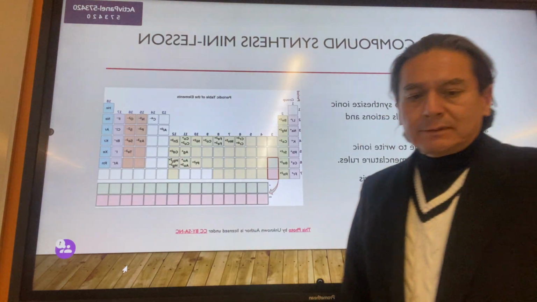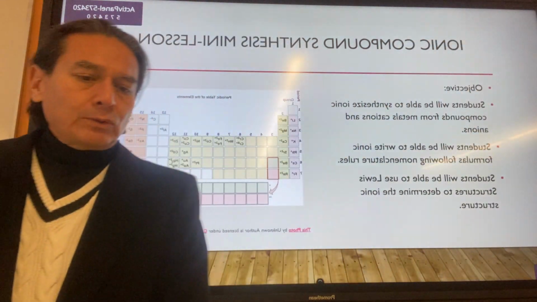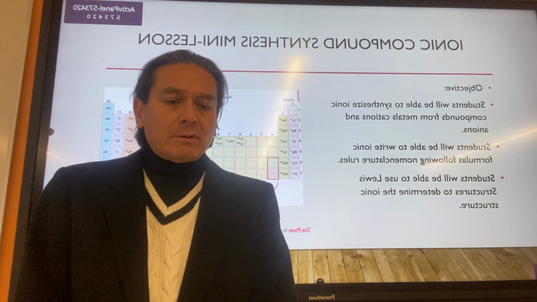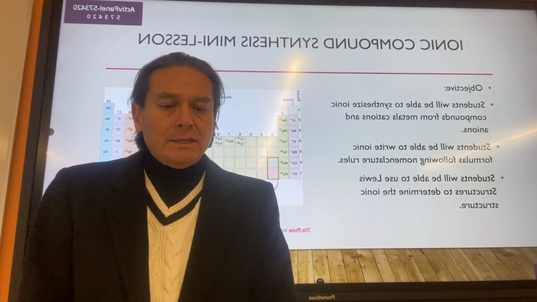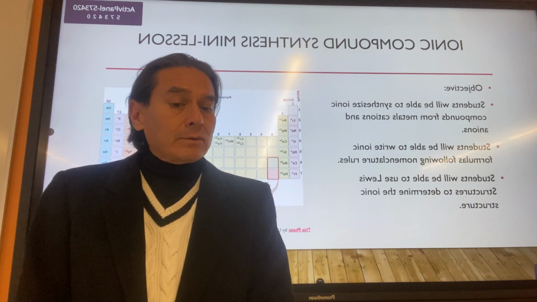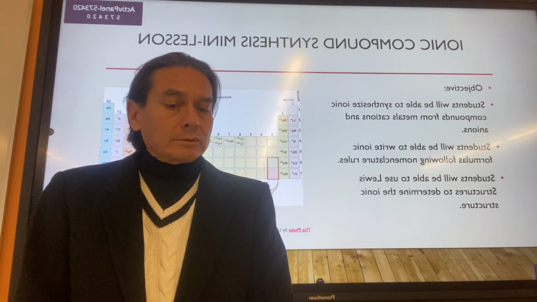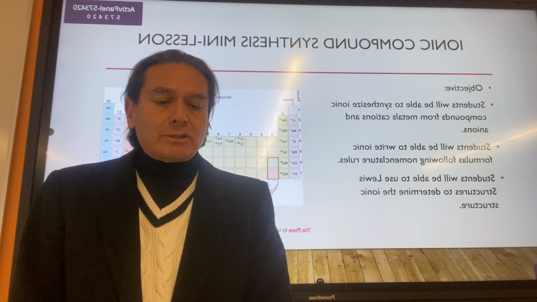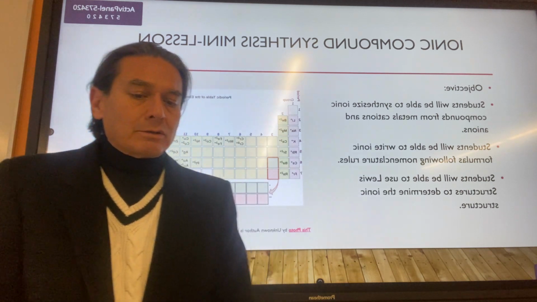The objective is that students will be able to synthesize ionic compounds from metal cations and anions. Students will be able to write ionic formulas following nomenclature rules. And students will be able to use Lewis dot structures to determine the ionic structure of the compound.